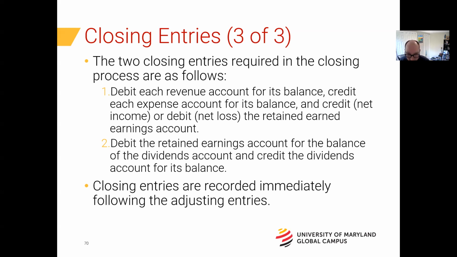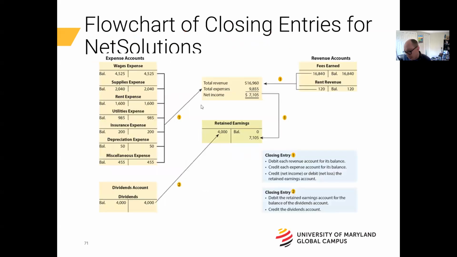I'm sorry. We debit our revenues and we credit our net income. What that does is it transfers all the revenues to net income. And of course, we credit all the expenses, right? So we debit the retained earnings account for the balance, and we credit the dividends account for its balance. And what that does is it closes out all the temporary accounts. That's how we're able to get back to zero at the beginning of each month.